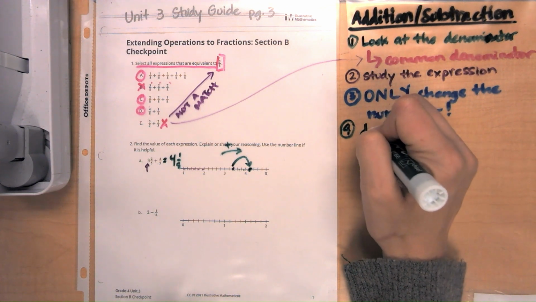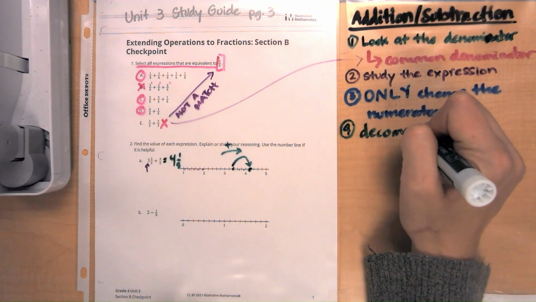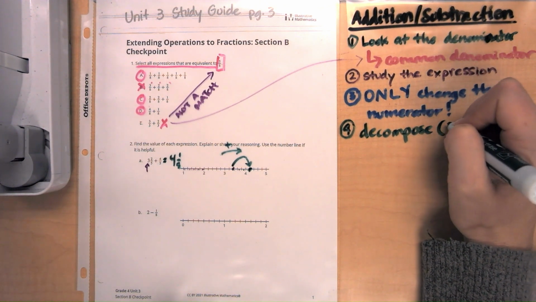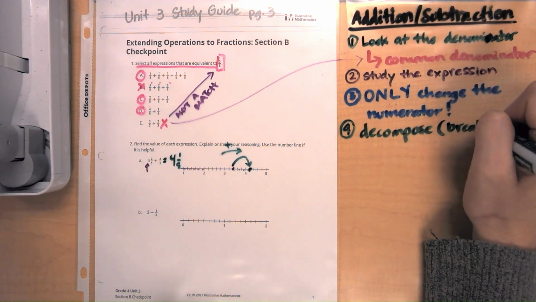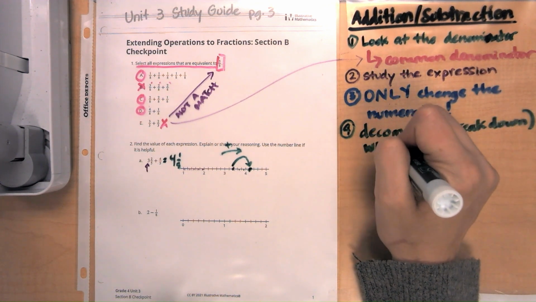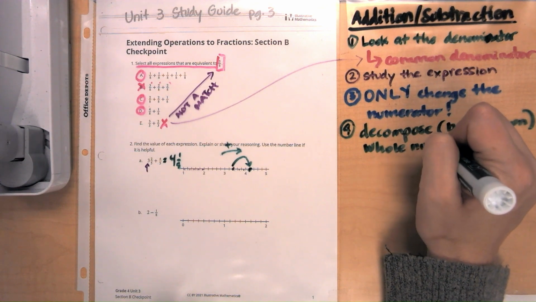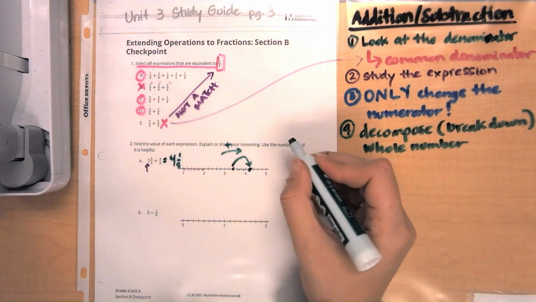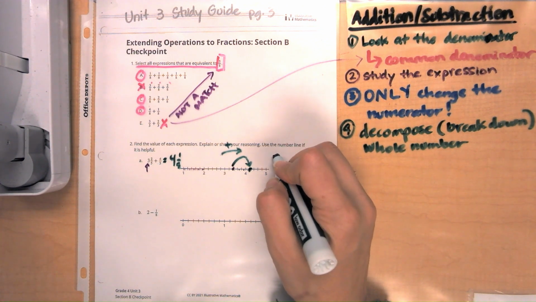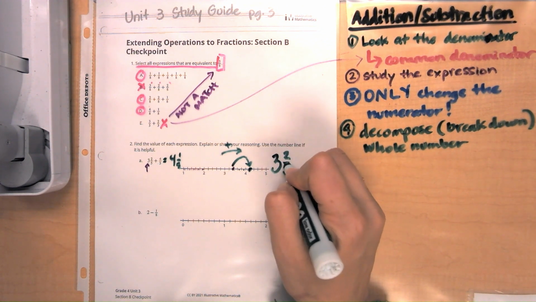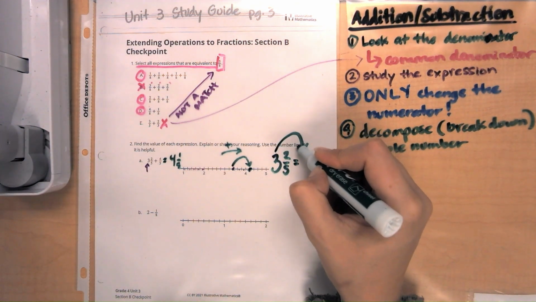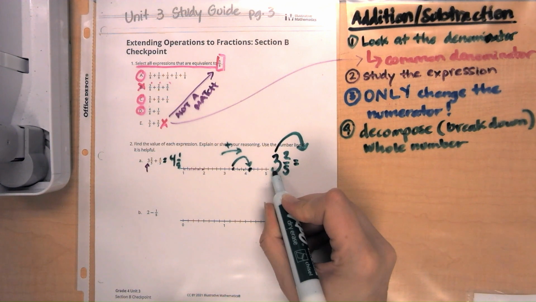We can decompose, or break down, our whole number. The way we would do that with the 3 is we would know that 3 and 2/5 is the same as 3 wholes. How do I make a whole out of this?